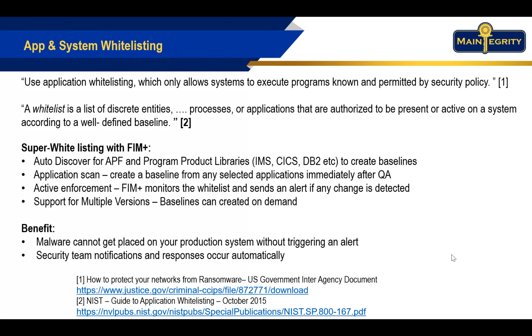In our solution, we do provide some auto-discovery features to help you build baselines on your system software. FIM Plus will auto-discover your APF libraries and your program product libraries, including things like JES, CICS, IMS, DB2, that kind of thing. This technique can automatically start building your whitelist within minutes of product installation. Of course, you can create baselines for in-house developed or purchased applications. Another thing FIM Plus can do is support multiple baselines. Why? Well, if you're rolling out a new version of an application across many LPARs, you may want to have some LPARs on version X and some on version Y during the rollout. FIM Plus has the capability to do that.